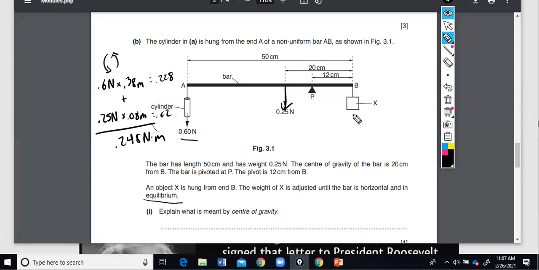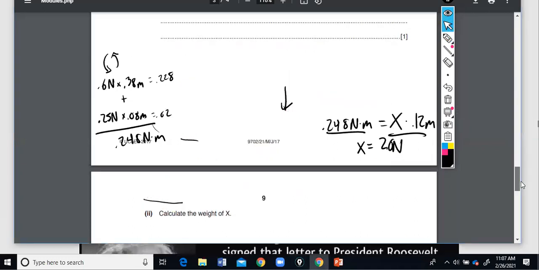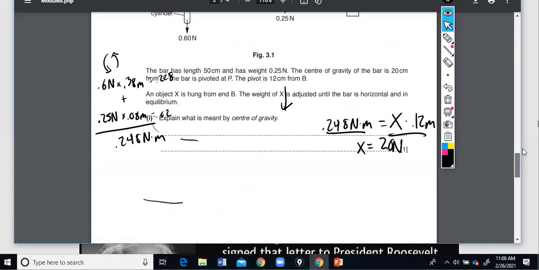That's got to be balanced by this moment. So if I've got 0.248 newton meters of anti-clockwise moment, that equals the clockwise moment from this guy. It has some weight, we'll call it X, and this thing is 12 centimeters away, so 0.12 meters. Divide each side by that. I solve, X must be 2 newtons, 2.0 newtons. Is that what they wanted, the weight or the mass? There it is, the weight of it is 2.0 newtons.